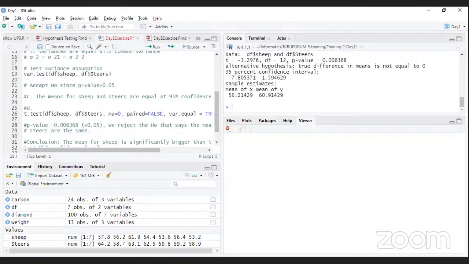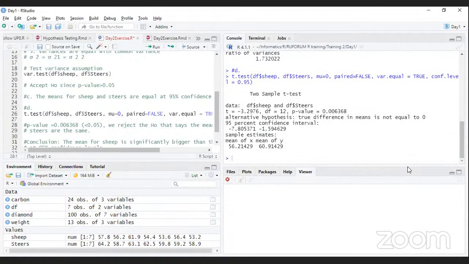Right, when I run it, this is my result, where the p-value is 0.06368. So because the p-value is less than alpha 0.05, we can reject the null hypothesis that says the means of sheep and steers are the same.